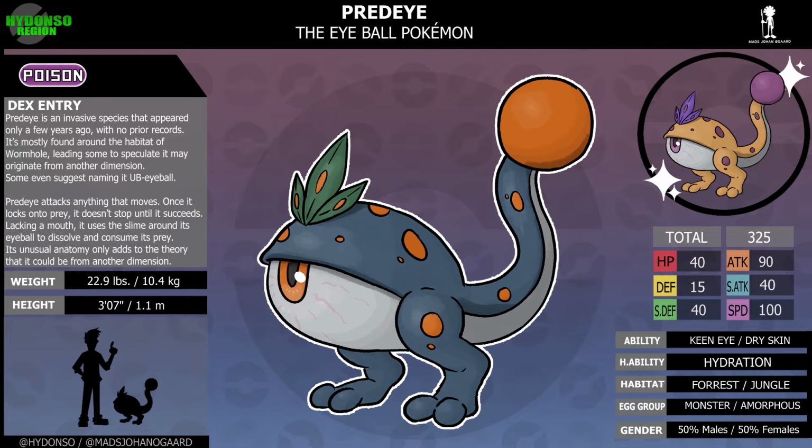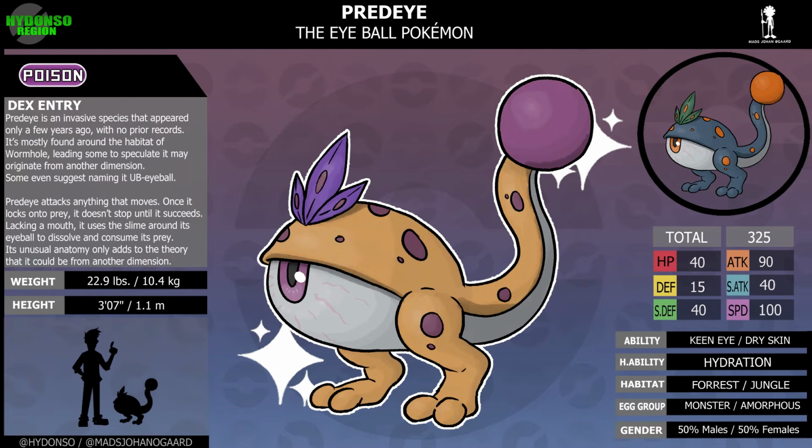Predeye attacks anything that moves. Once it locks onto a prey, it doesn't stop until it succeeds. Lacking a mouth, it uses the slime around its eyeball to dissolve and consume its prey. Its unusual anatomy only adds to the theory that it could be from another dimension. And for its shiny, it takes inspiration from its original design from 1998, giving it this golden purple combination, which is quite cool, don't you think?